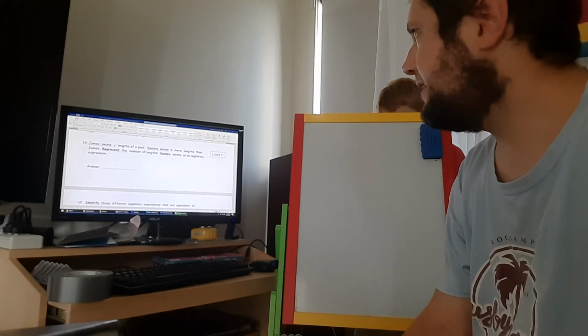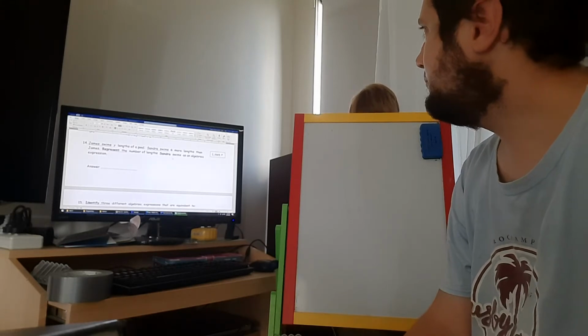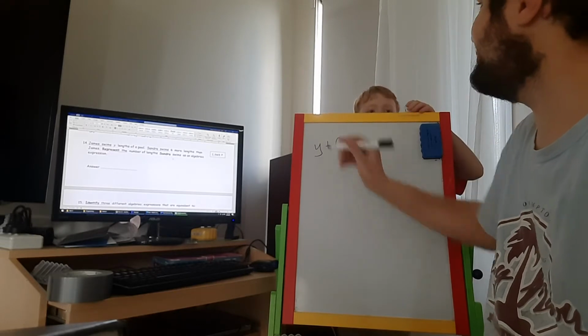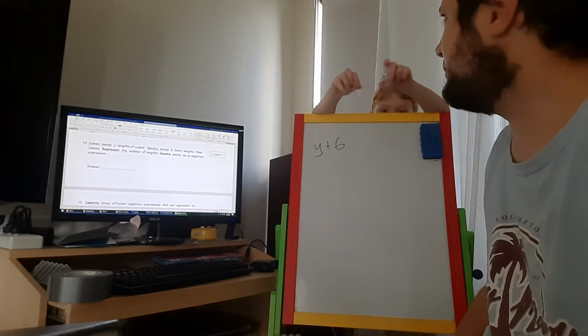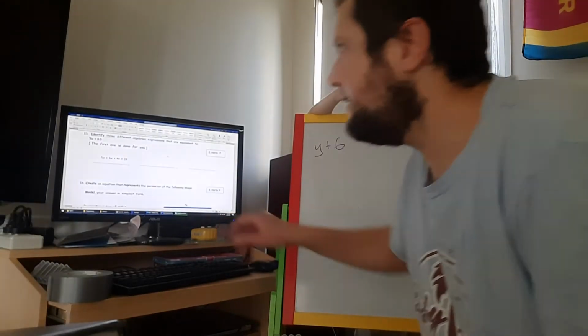Yeah. So Sandra swims 6 more lengths than James, so it's going to be Y plus 6. That's all. You tried to overcomplicate that, didn't you? You just broke the clip. Well done. All right. Now question 15.